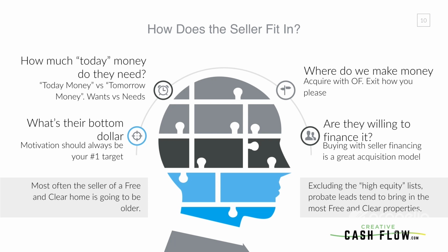Where do we make our money? Okay, so we're buying with owner financing. That's great. We acquire with owner financing, and we can dispose of that property however we want. You can rent that property. You can owner finance that property out. You can fix and flip that property. You can wholesale it. You can do whatever you want once you've acquired with owner financing.